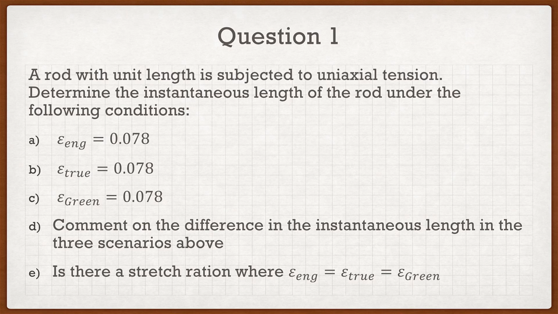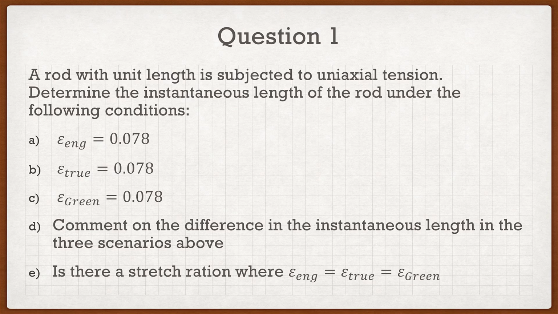So we're going to start with question 1, and question 1 is easily the easiest question of them all. What question 1 says is a rod with a unit length. So a unit length means that the current length, the undeformed length, is equal to 1. And it's subjected to uniaxial tension. So let's say that we have this nice bar of steel, and we're just pulling it in one direction. Let's say we're pulling it horizontally. And it says, determine the instantaneous length, so the deformed length of the rod, under the following conditions.